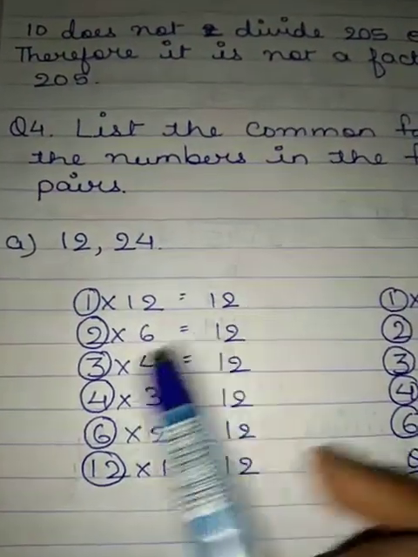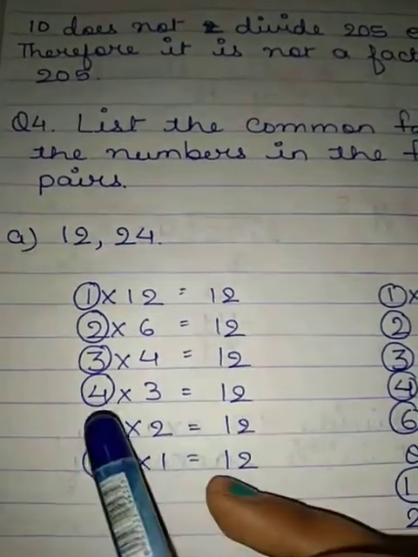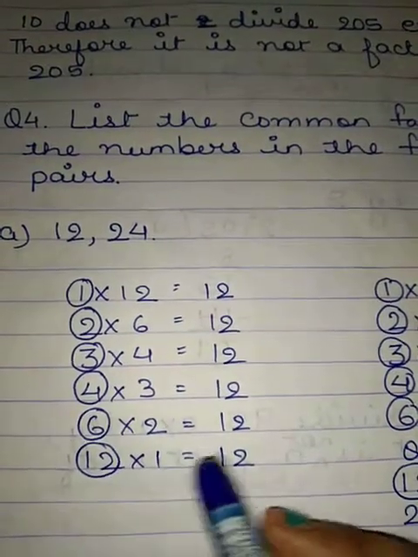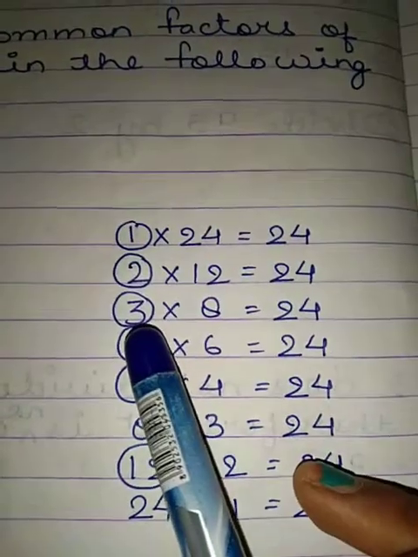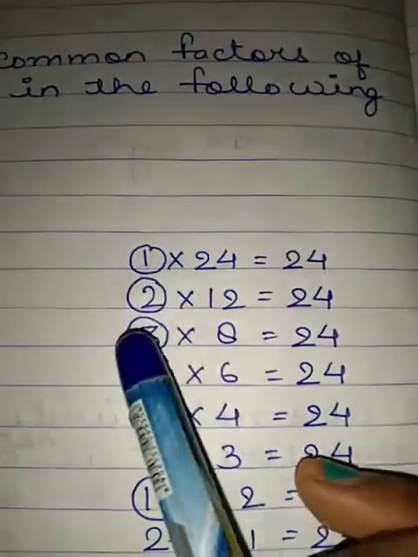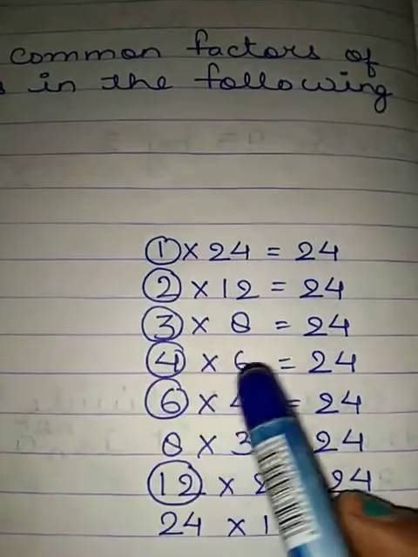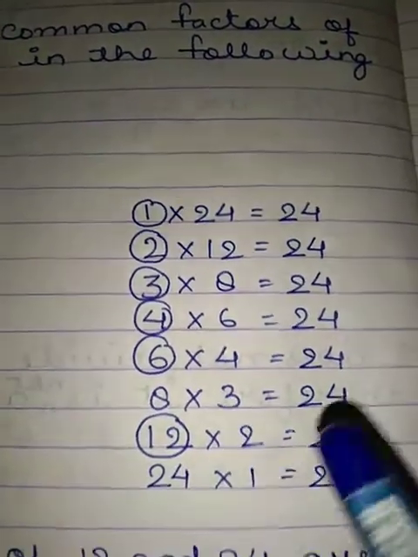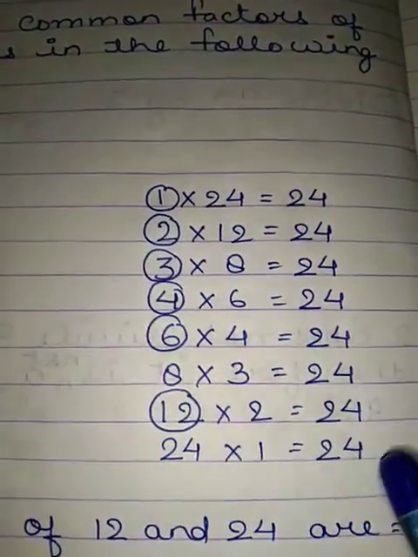1 12 are 12, 2 6s are 12, 3 4s are 12, 4 3s are 12, 6 2s are 12, 12 1s are 12. Now we will see the factors of 24. 1 24s are 24, 2 12s are 24, 3 8s are 24, 4 6s are 24, 6 4s are 24, 8 3s are 24, then 12 2s are 24 and last is 24 1s are 24.